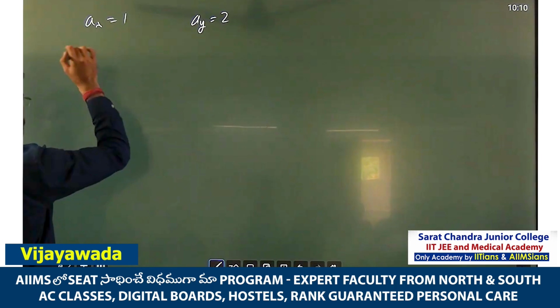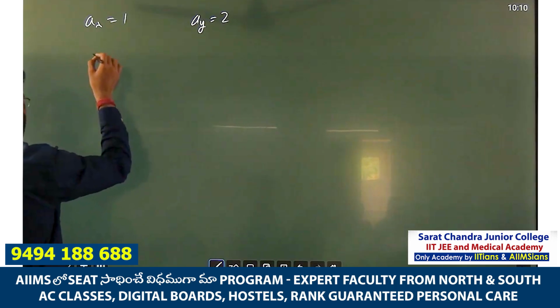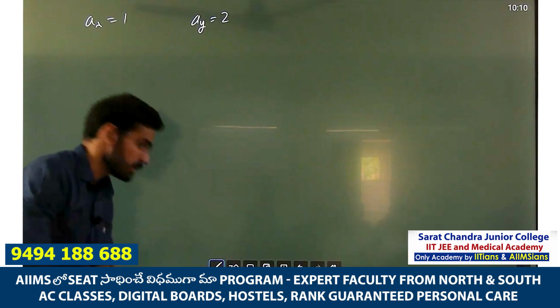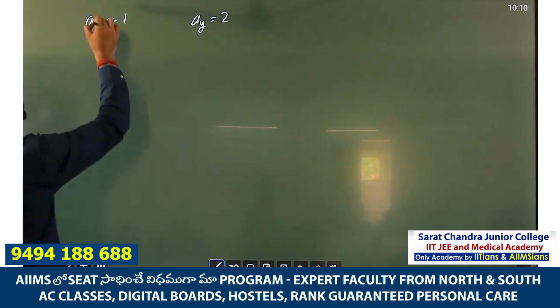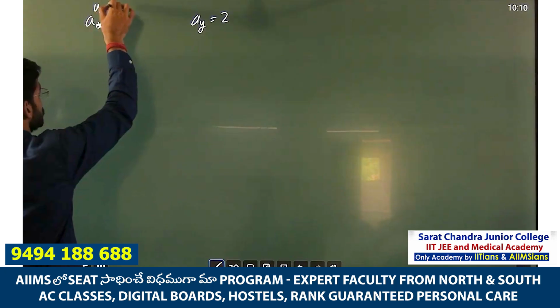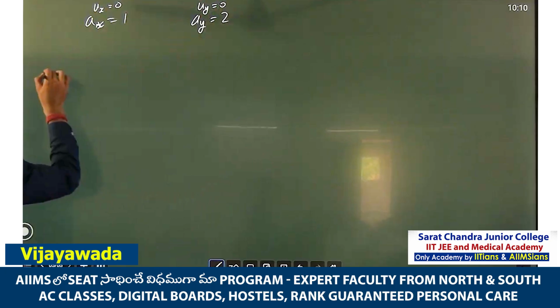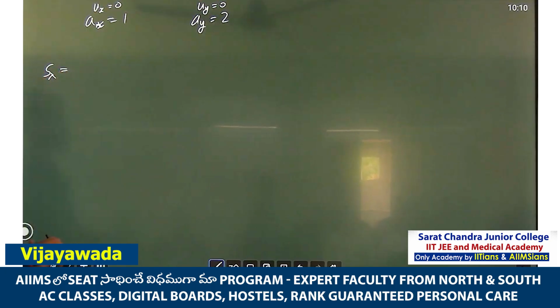The initial position of the particle, the coordinate, is given as (2, 3). Then find the position after 4 seconds. The initial velocities are given. Ux is how much? 0. And Uy is how much? 0.